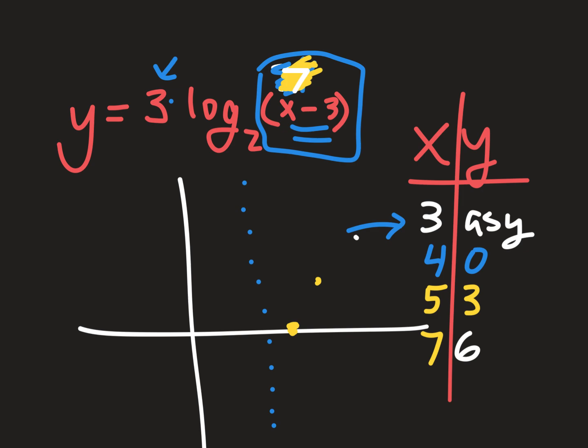And your log generally looks like that. It's got 3 distinct points: 1, 2, 3, and the asymptote. And there you go. Yes?